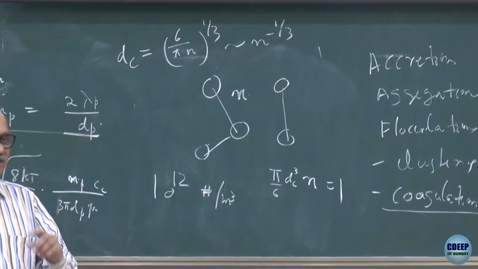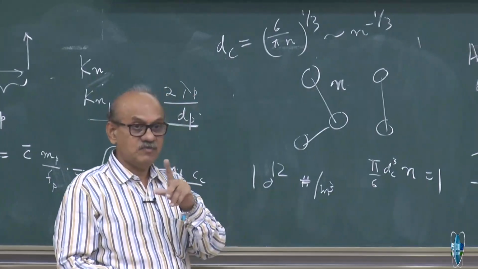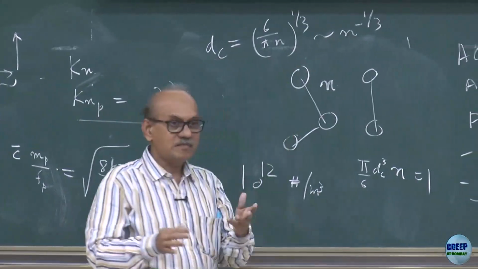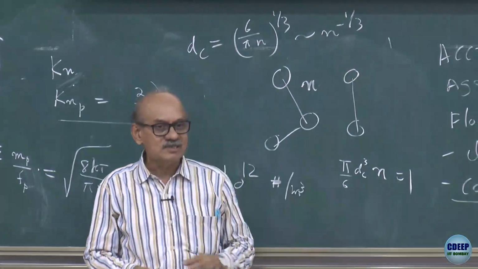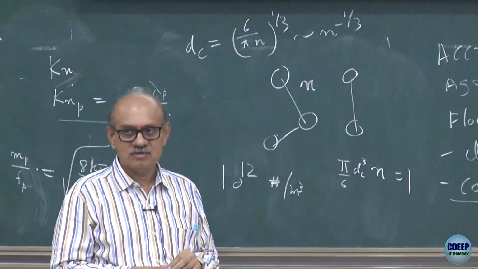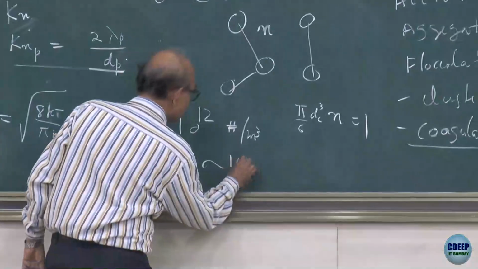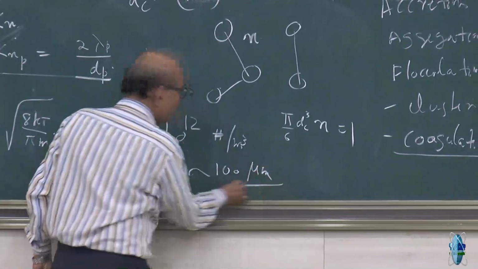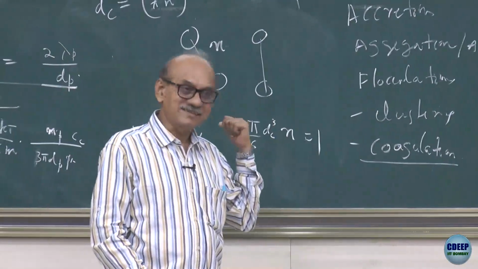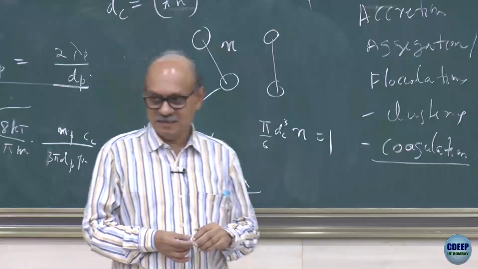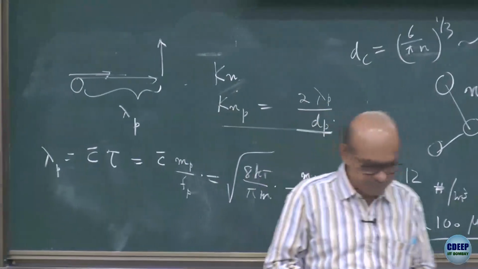So if you have 10 to the power 12 particles per cc, which is a dense aerosol, not very light, you will have 10 to the power minus 12 by 3, which is 10 to the power minus 4 meters. So it is about 100 micrometers, which is much larger than the aerosols of our interest. That is why this cannot be used as a length scale, and is of no consequence in aerosols, whereas this is much more relevant.